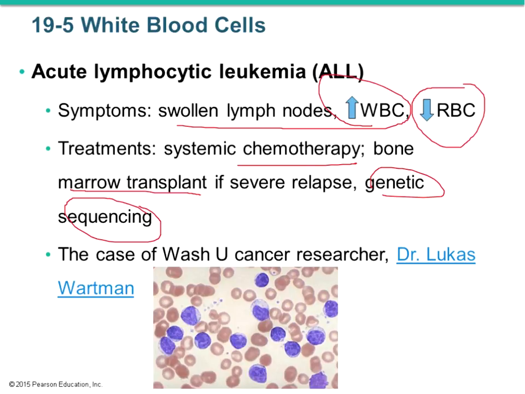And when doing my research on ALL and coming across this, I learned of this case of the WashU leukemia researcher named Dr. Lucas Wortman, and he is a leukemia researcher here at WashU currently, and recently he got ALL, got leukemia. So what are the chances of someone who is a leukemia doctor also getting leukemia? And as an adult, as I said, it's very dangerous and very difficult to recover from.